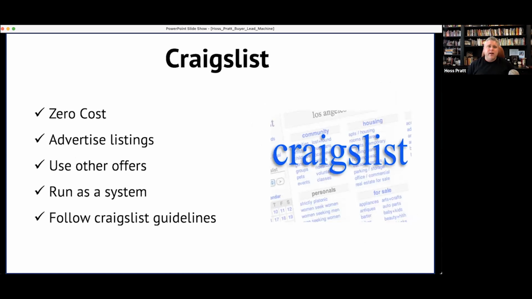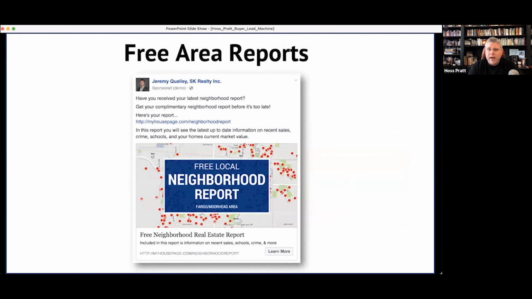Craigslist has been around forever. It's zero cost. You can advertise your listings. I know that they have different guidelines that you have to follow, but like anything, you want to run it as a system. We don't want to just run one ad. We want to run one ad a day or one ad a week, whatever your system is. Craigslist doesn't cost anything.